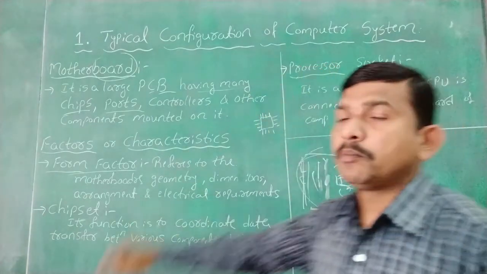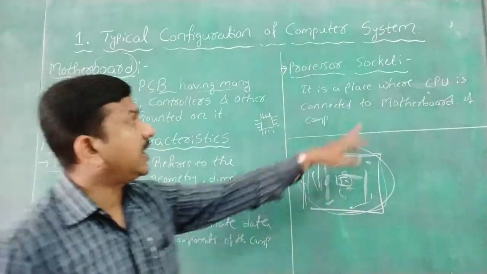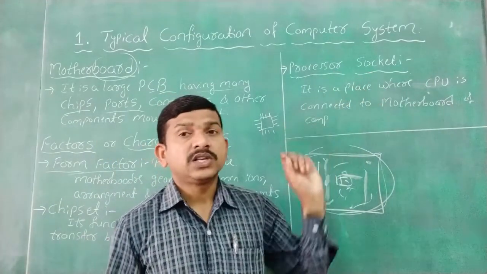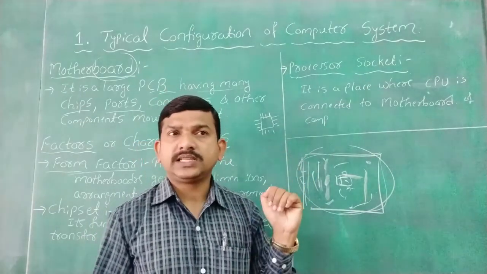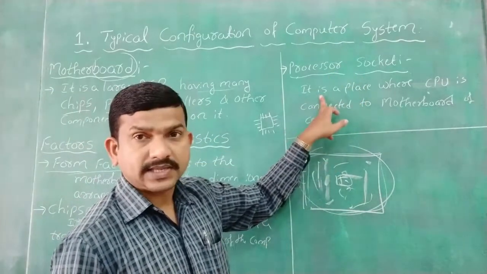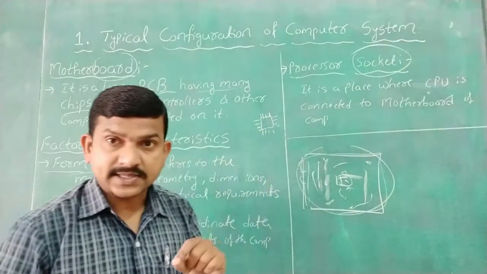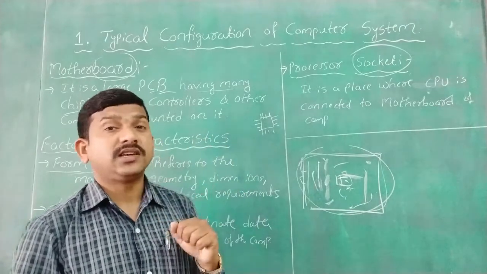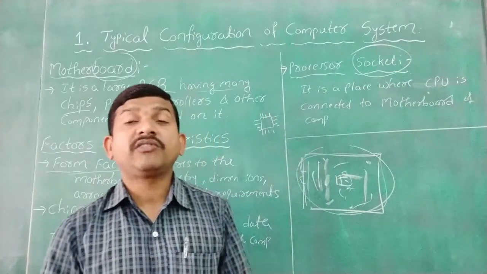And the third one is processor socket. Again, socket means it is a place. Socket is nothing but one place where we can connect something. What are we connecting? I already said processor socket. Socket means it is a place, a place where we can connect the processor. So it is a place where the CPU is connected to the motherboard of the computer system.